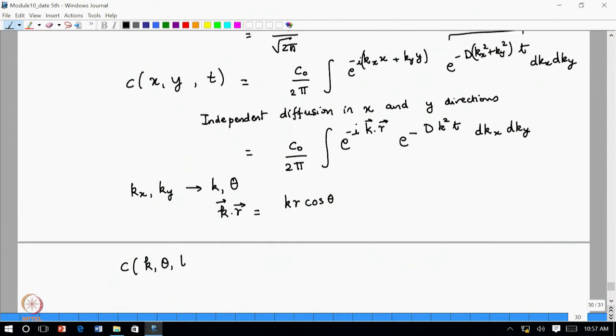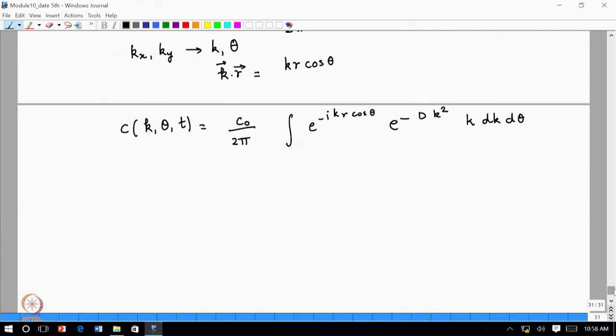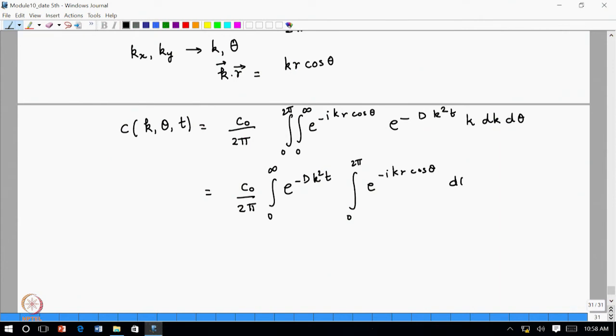So now if I write c of x y t, it will look like c 0 by 2 pi, and I have integral e to the minus I k r cosine theta e to the minus d k square t, and now d k x d k y I can write as k d k d theta, okay. Now if you just look at the theta integral, okay, so k goes from 0 to infinity, theta goes from 0 to 2 pi, okay. So if I just look at the theta integral, integral 0 to infinity, okay, now e to the minus d k square t, and then I have integral from 0 to 2 pi of e to the minus I k r cos theta d theta.